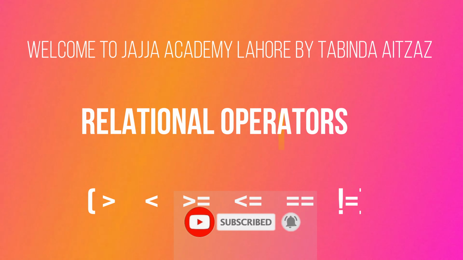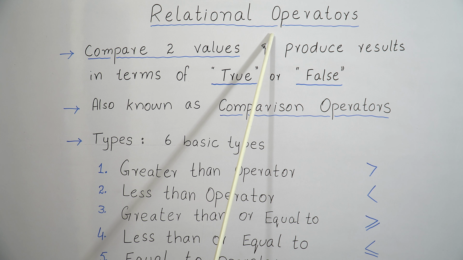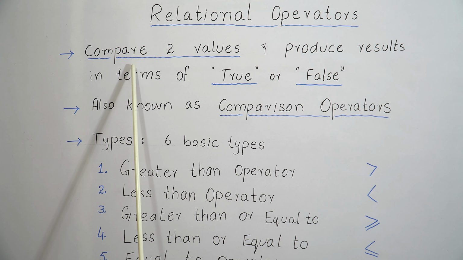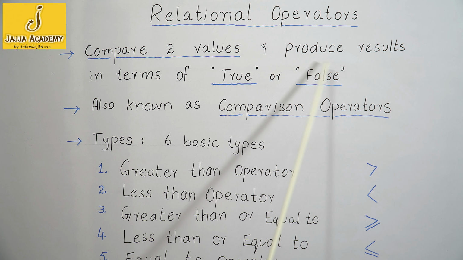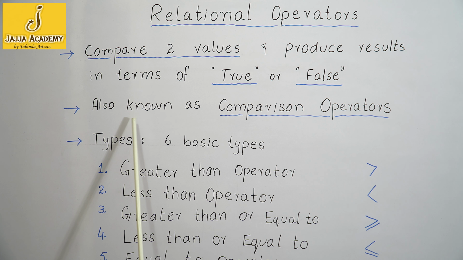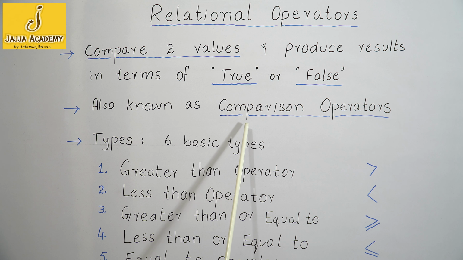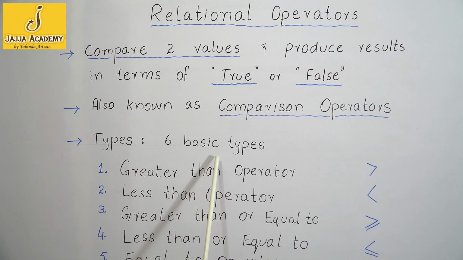I am Tabinda Etazaz. Today we shall discuss relational operators used in C language. Relational operators. The relational operators are used to compare two values and they produce results in terms of true or false. The relational operators are also known as comparison operators. And there are six basic types of relational operators.